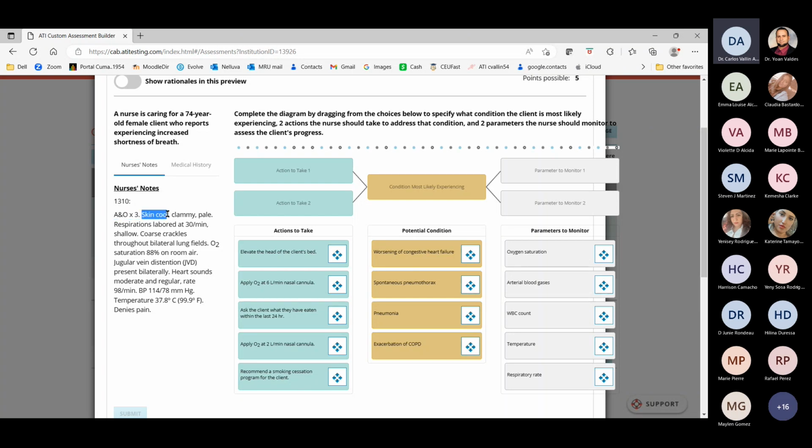Now it says skin cool, clammy, and pale. Is this good? No, no, no. This is not good. The skin should be warm, dry, and pink. Or the mucosa. Makes sense? Why? Because when the blood is reaching the skin, I mean, when the circulation is good, then my skin will be warm, pink, and dry. Yes?